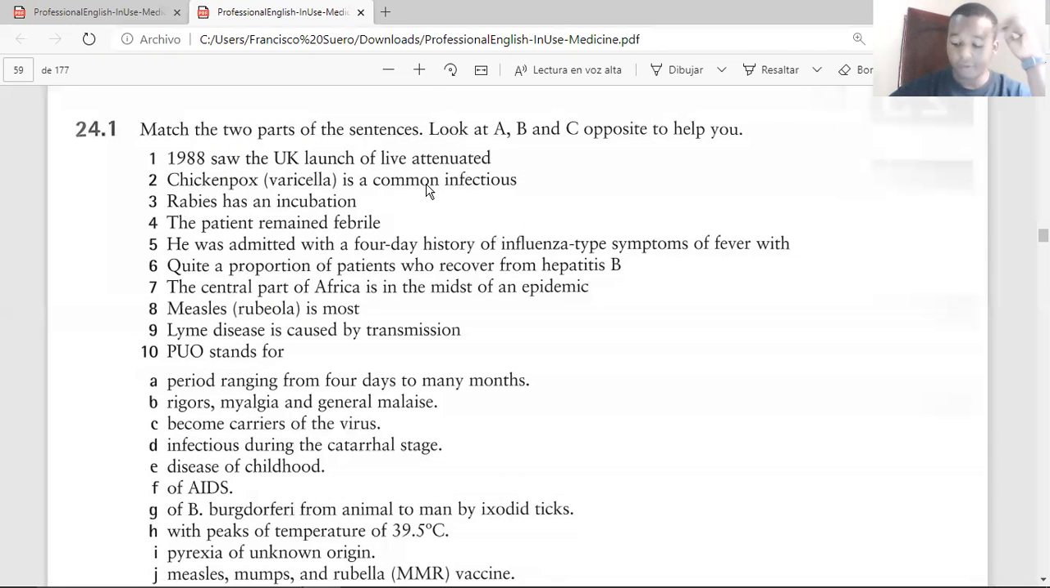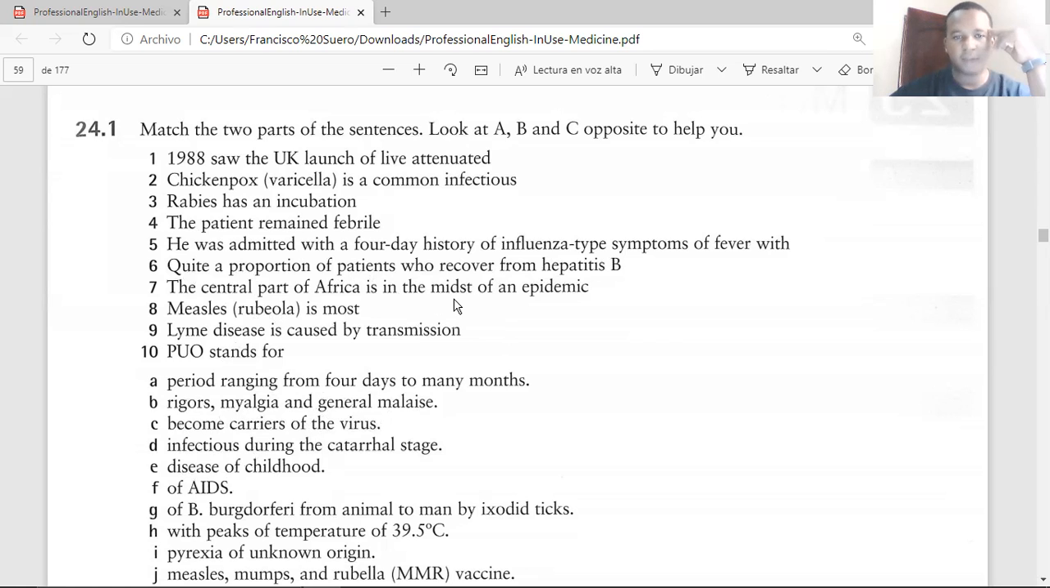Chickenpox, varicella, is a common infectious disease of childhood. Rabies has an incubation period ranging from 4 days to many months. The patient remained in the febrile stage with peaks of temperature of 39.5 C. He was admitted with a 4-day history of influenza-type symptoms of fever with rigors, malaria and general malaise. Quite a proportion of patients who recover from hepatitis B become carriers of the virus.